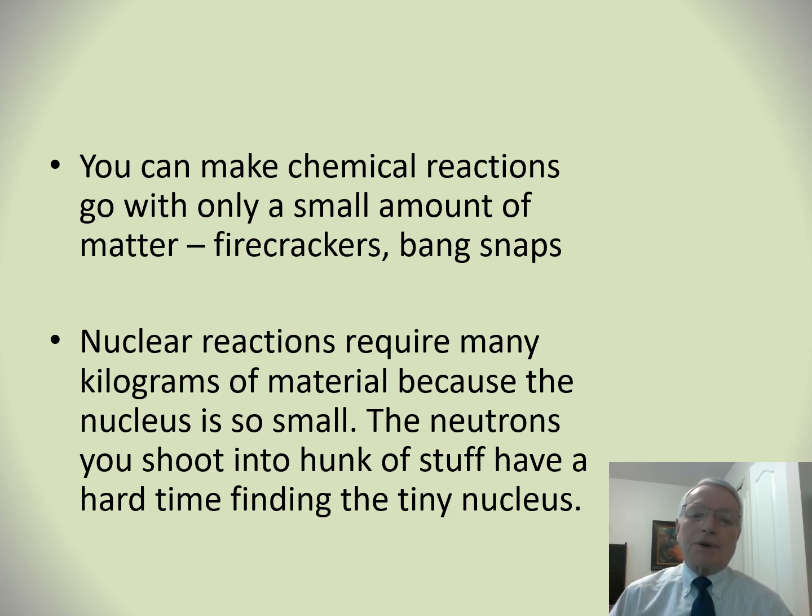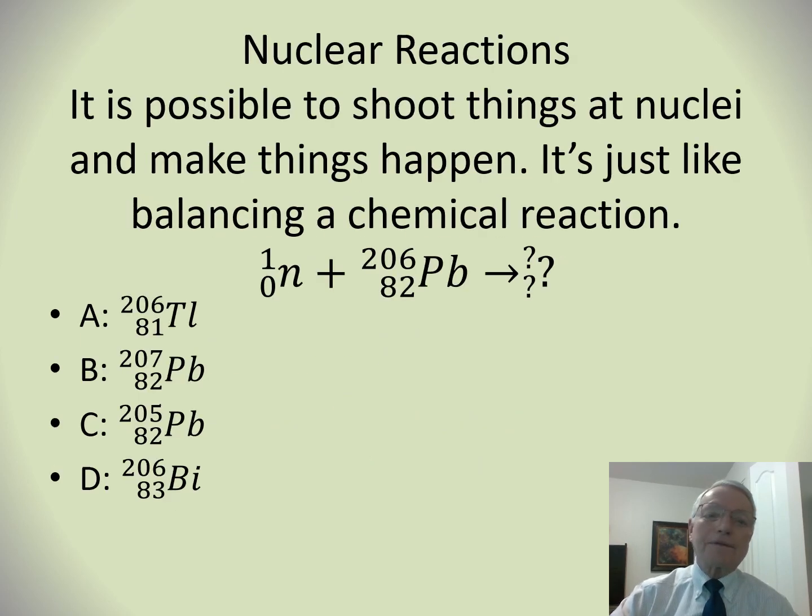Nuclear reactions require many kilograms of material because the nucleus is so small. So the neutrons you shoot into a hunk of stuff have to go by a lot of nuclei before they find one that they can hit, because the target is so small. But it is possible to do it, and you can balance these reactions. It's just like doing chemistry. You just have to watch the numbers on the left and make sure the numbers on the right match up.